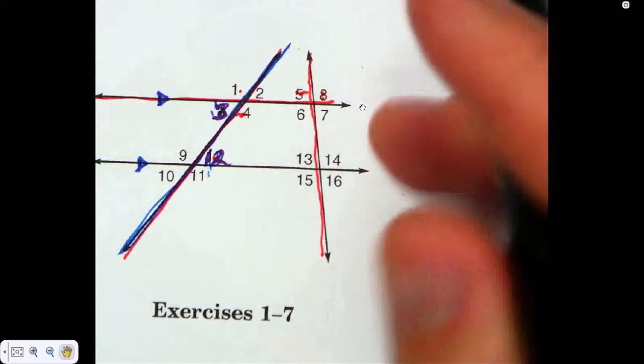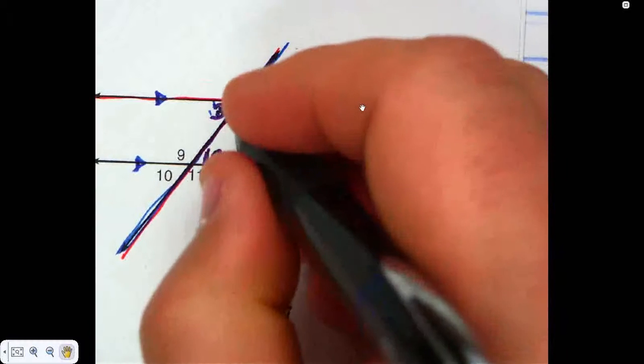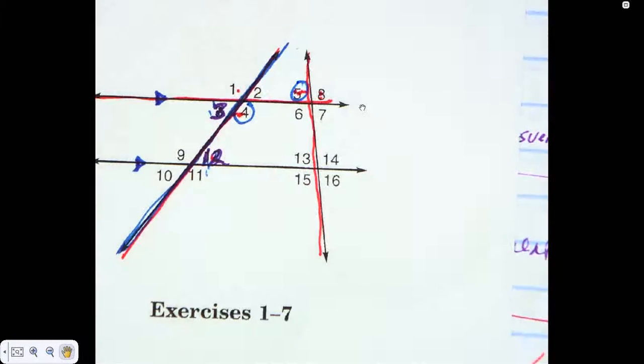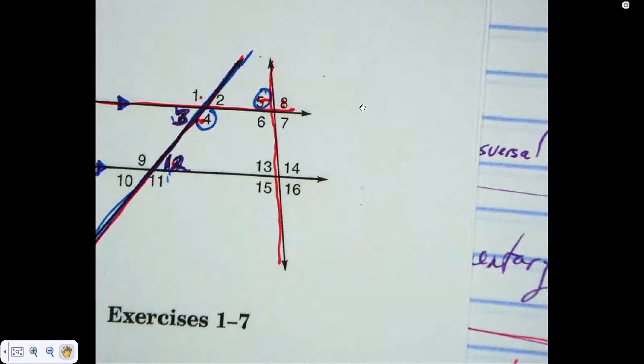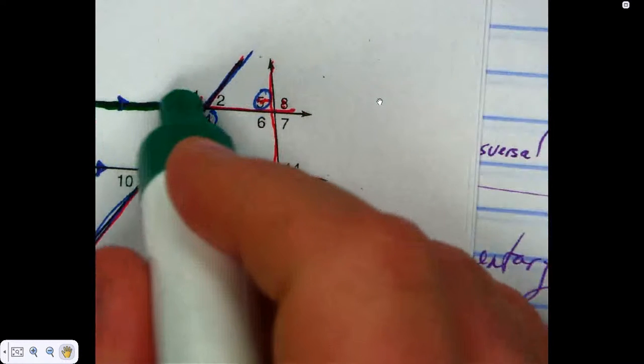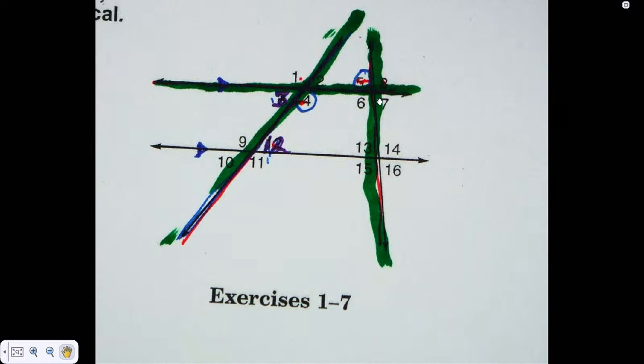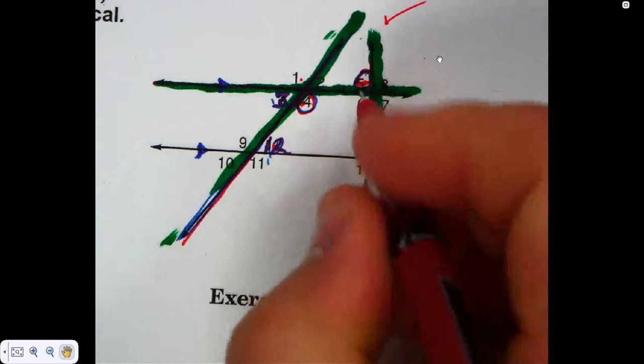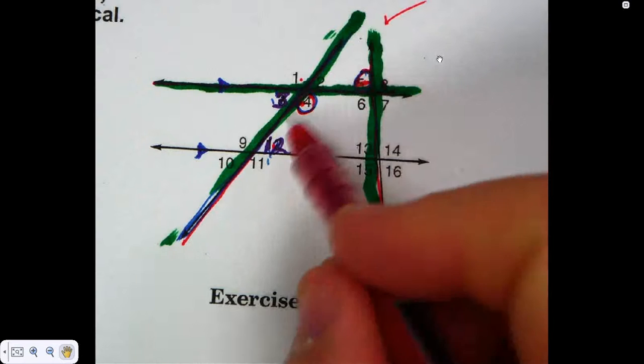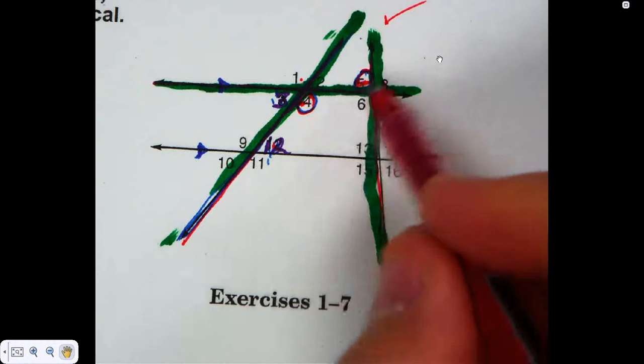Now, we'll look at angle 4 and angle 5. In this case, what was my transversal? This was my transversal, wasn't it? And these were my two lines. Obviously, these two lines are not parallel, are they? Would you agree that this line and this line are not parallel? Now look at 4 and 5. They're alternate exterior angles, but do they look like they're close to the same angle? They're not even close, are they?